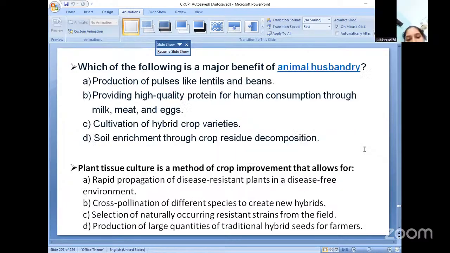Which of the following is a major benefit of animal husbandry? Production of pulses like lentils and beans. Providing high quality protein for human consumption through milk, meat, and eggs. Cultivation of hybrid crop varieties. Soil enrichment through crop residue. Ma'am, B.